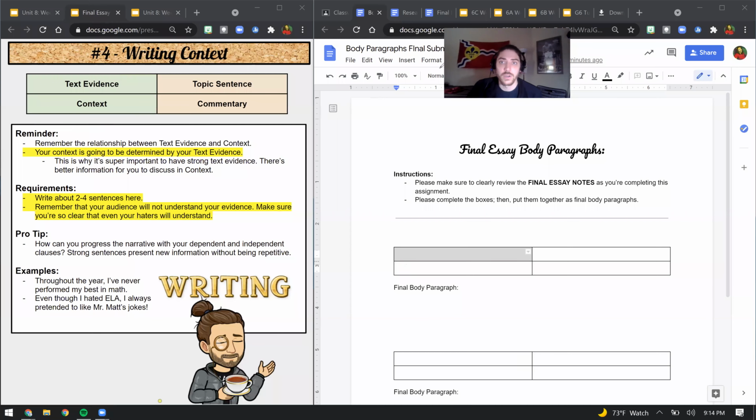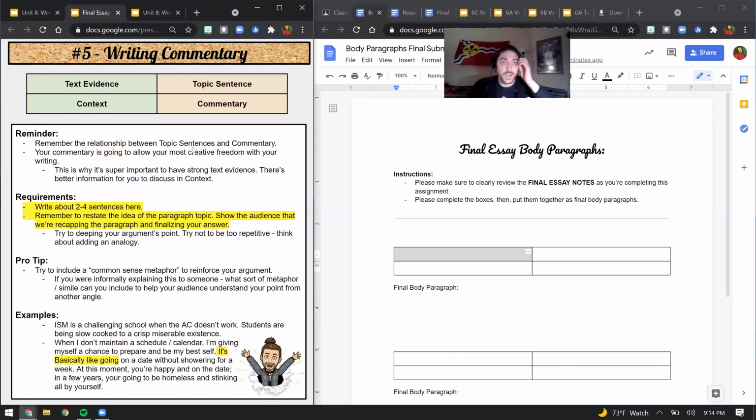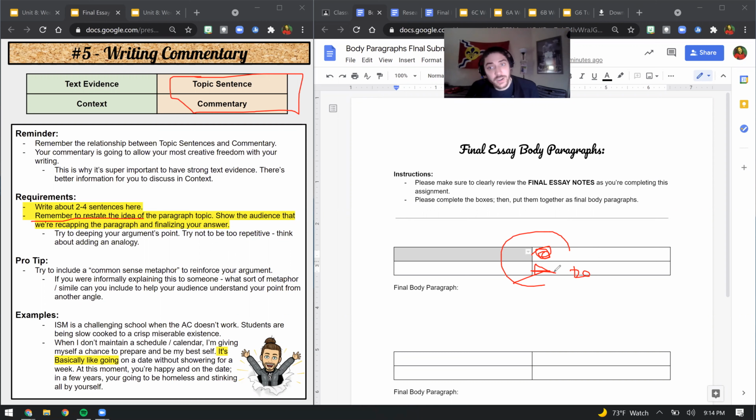All right. So let's do this. All right. Same type of thing here. Make sure your topic sentence and your commentary fit. Make sure to restate the idea of the topic sentence. Whatever topic sentence idea you have here, give me a small little restate. All right. Remind me, because remember, when we copy and paste these paragraphs, you're going to forget what the topic of the paragraph is. So give me a quick reminder, and then think about some sort of common sense metaphor.